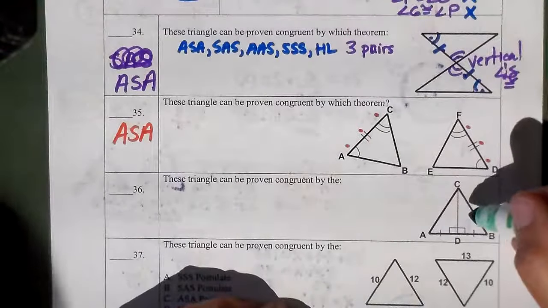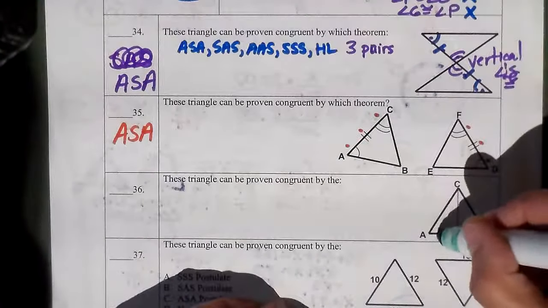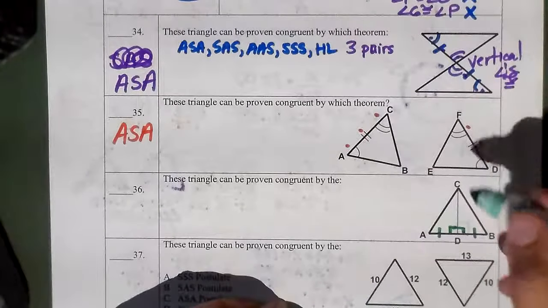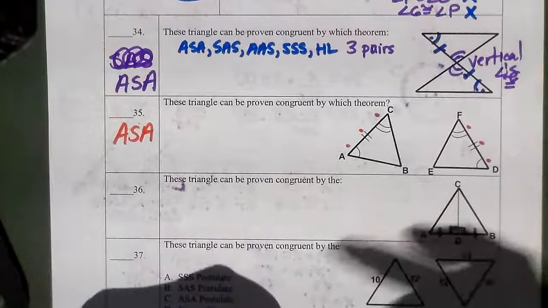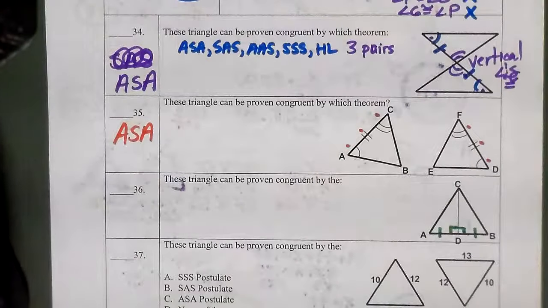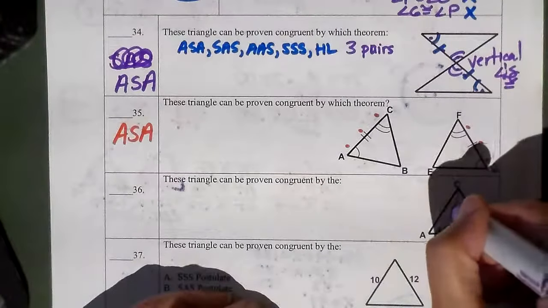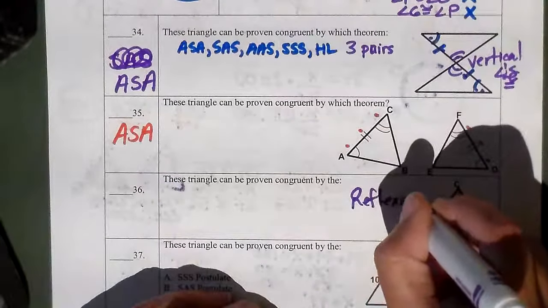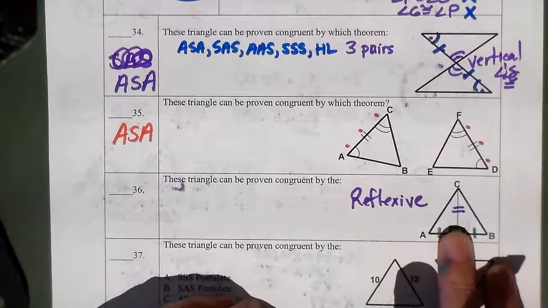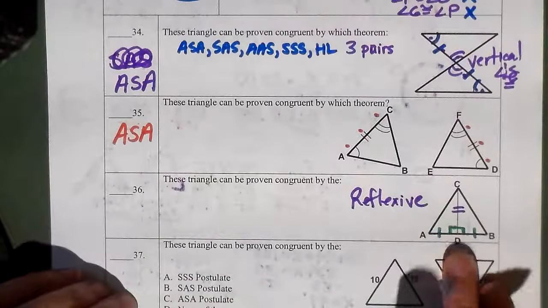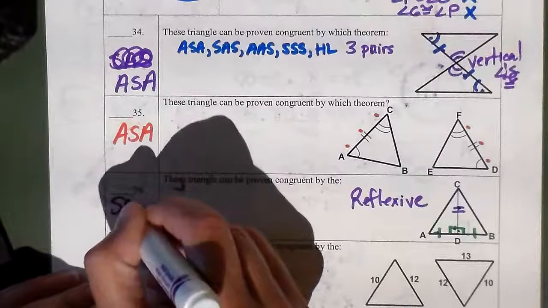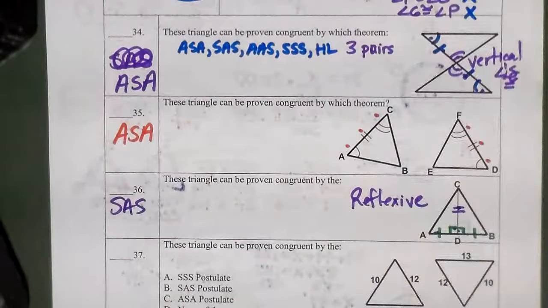I've got two triangles here. I've got a side. I've got perpendiculars. Those are angles. And then what's my additional piece of information that I can add here? Well, they share this side. That is your reflexive property. Remember, reflexive, so CD is congruent to CD. So now I can say side, angle, side; side, angle, side. So that's SAS. Don't be sassy.